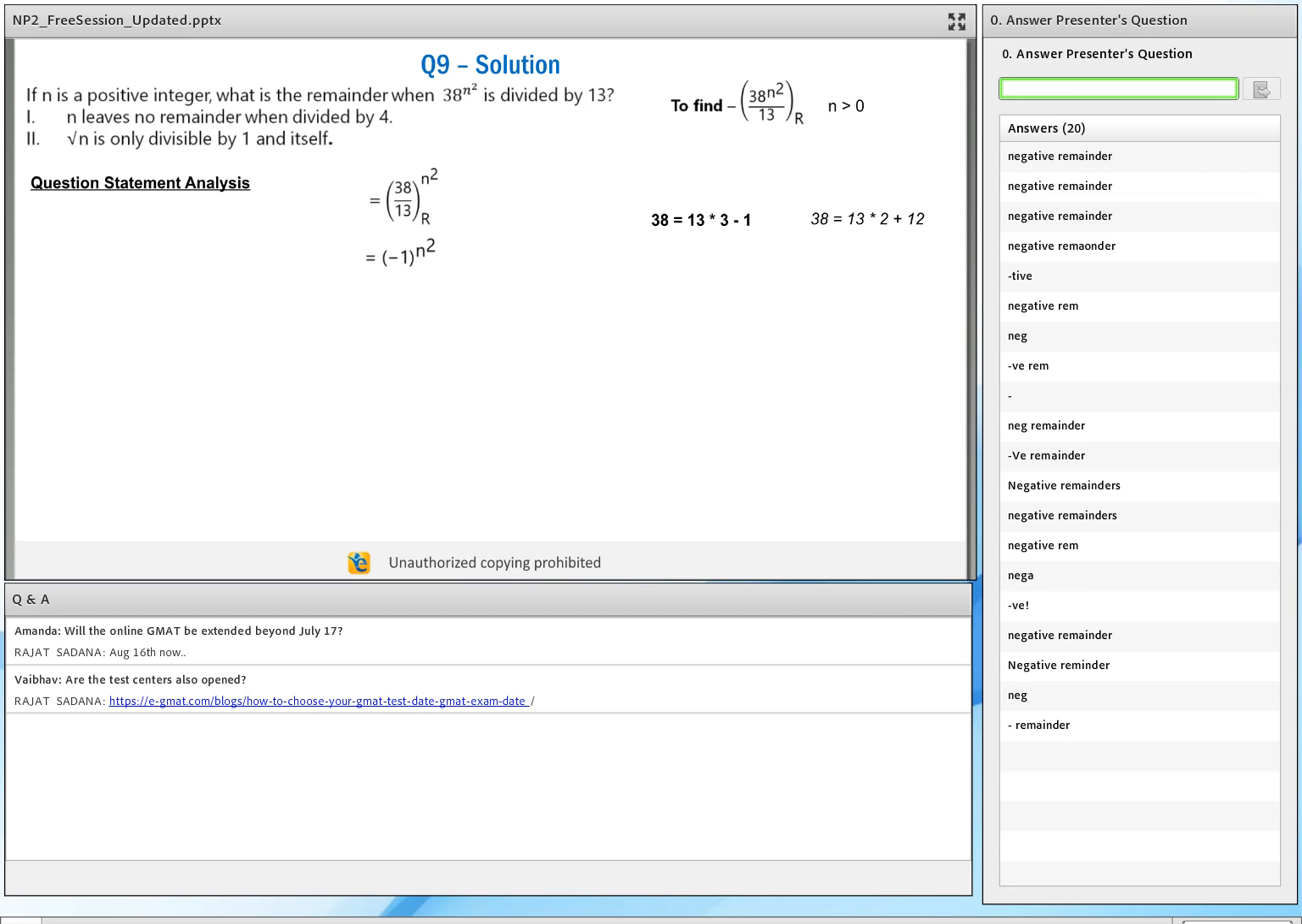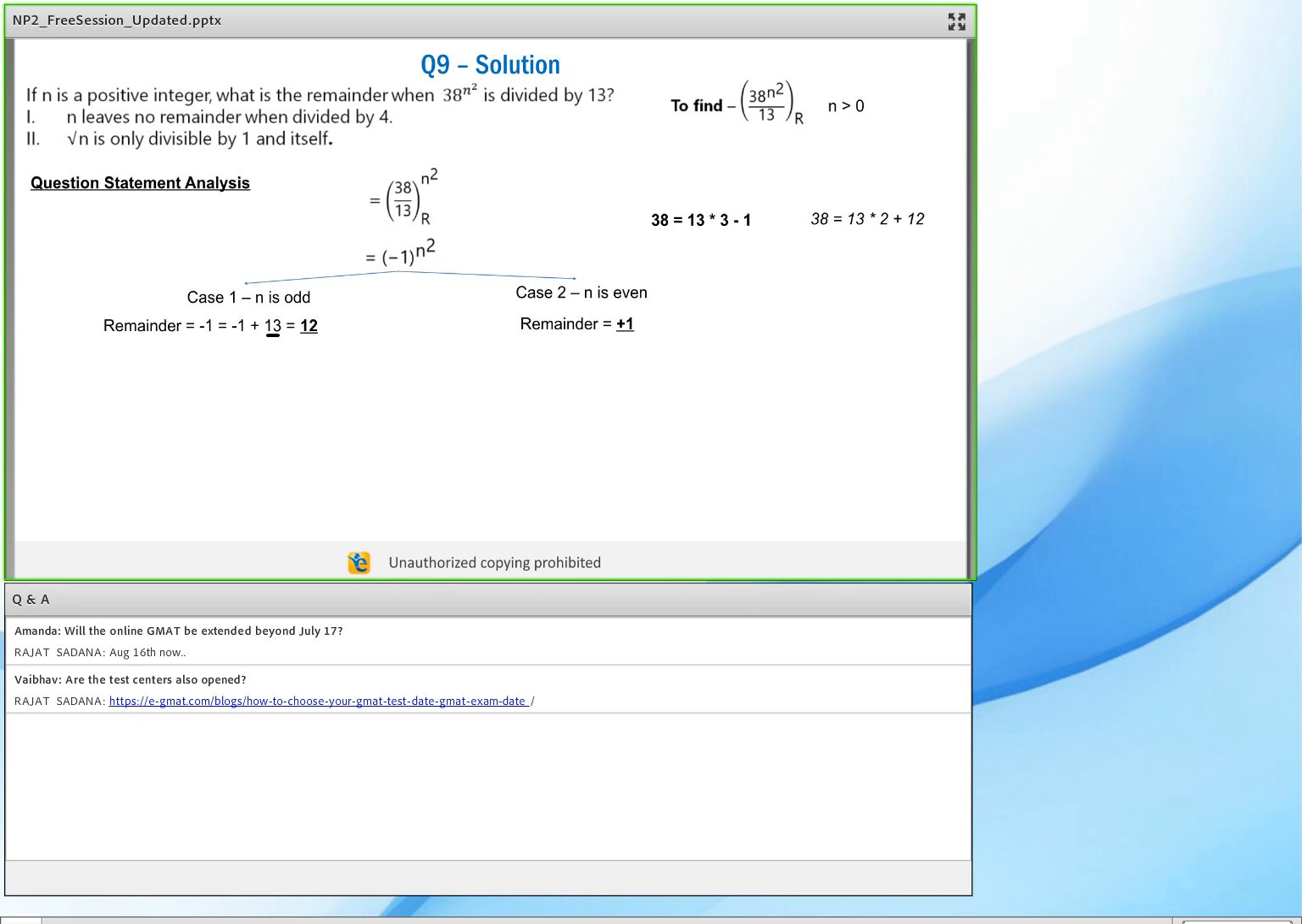When I do this, I have two options left. One is when n is odd, the other is when n is even. When n is odd, my remainder is minus 1, and I have to add 13 to it to get my positive remainder, which is 12. If n is even, minus 1 to an even power is plus 1.